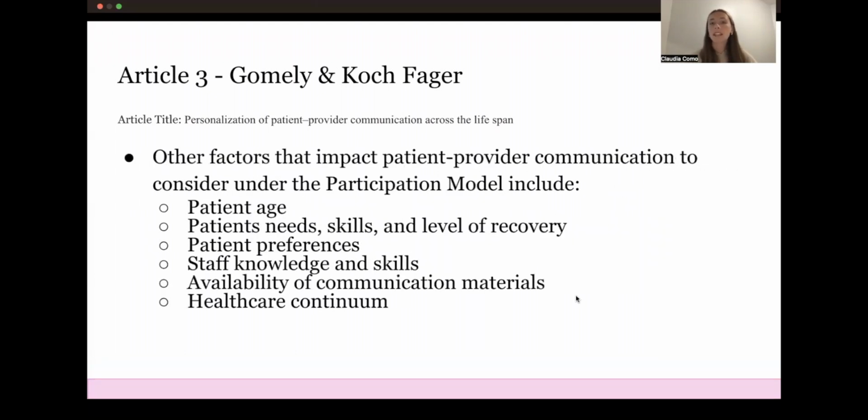Some other factors we need to consider when we're thinking about the patient as a whole: as SLPs, we can think about the patient's age, their needs, their skills, their level of recovery, their preferences, the knowledge of the staff who will be helping these patients, the availability of the materials, and how that patient is going to travel across the continuum of care. We really need to consider this when we're looking at how we're going to support these clients using AAC.